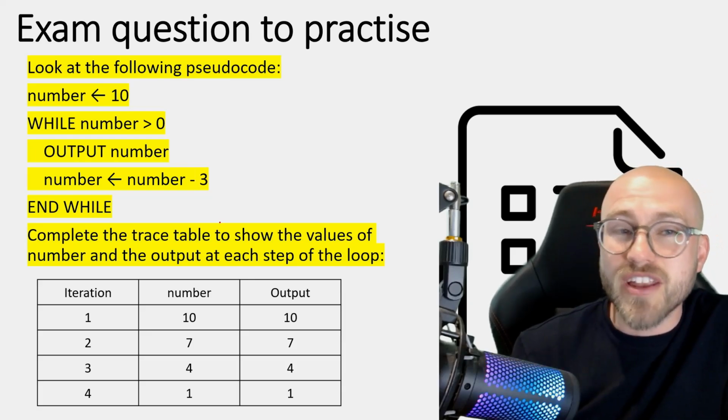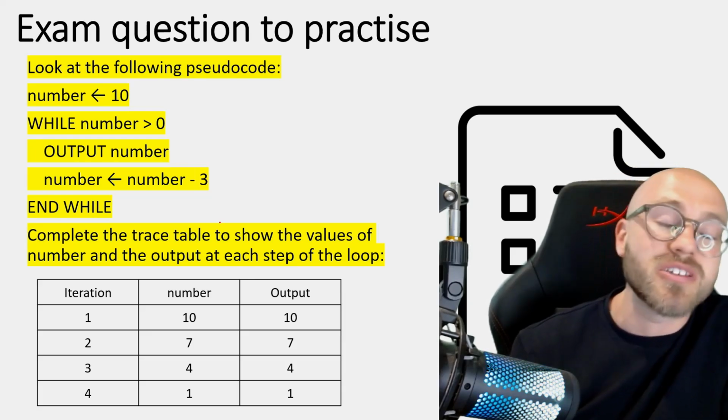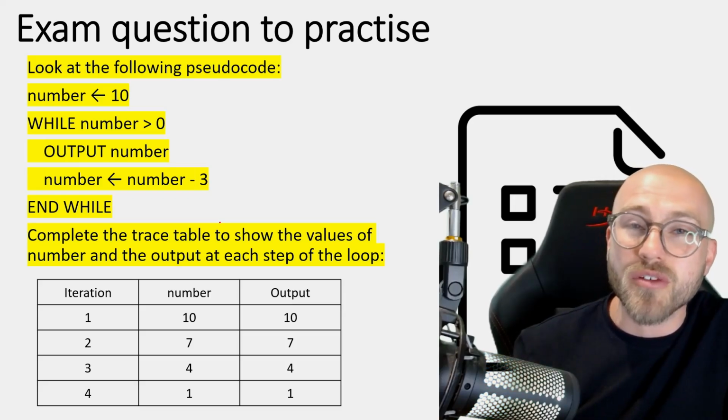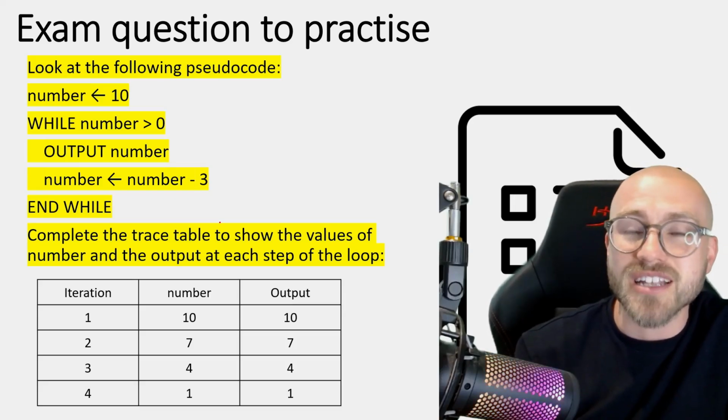That's when our while loop would finish because while it's greater than 0, it was going to loop itself. But once we remove 3, it will be lower than 0, which means that's the end of the loop.